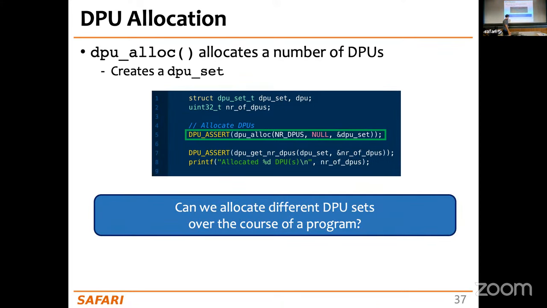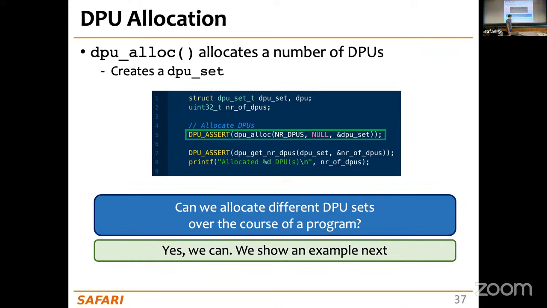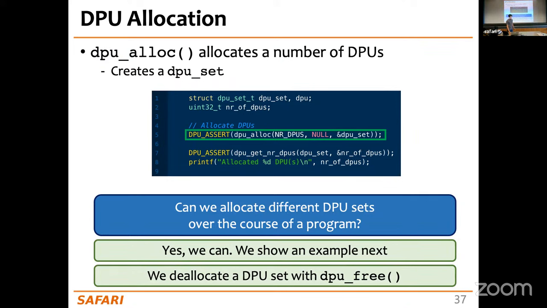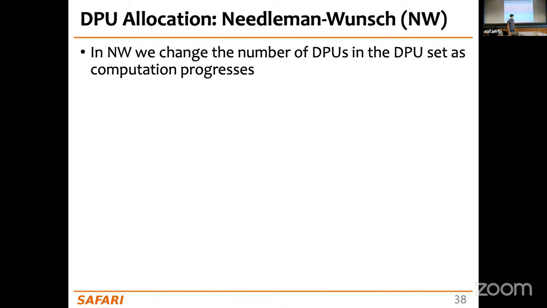A question here is, can we allocate different DPU sets over the course of a program? Yes, of course we can, because the available parallelism in your workload might change over time, right? There are many algorithms that are, for example, iterative, and in different iterations, they need to process a dynamically changing amount of data, right? And in those cases, well, probably it doesn't make sense to keep 2000 DPUs allocated if you just have work for 1000 DPUs in the next iteration of the algorithm, right? So that's why it's possible to, in the middle of the program, deallocate the DPU set using DPU free. And here you can see one example.